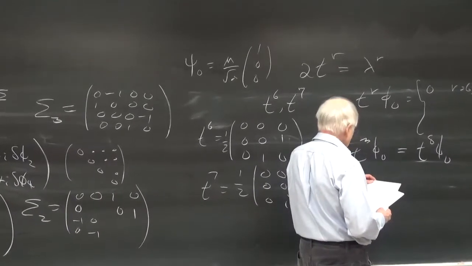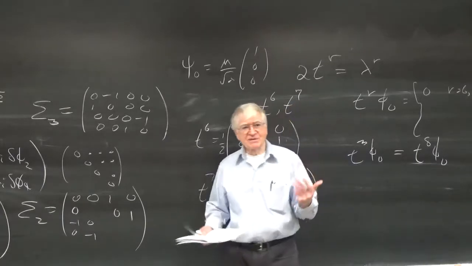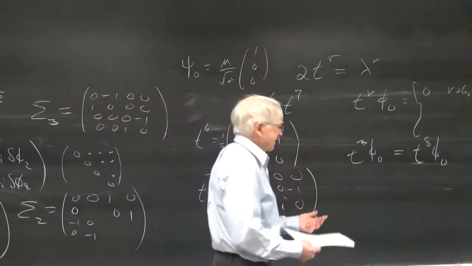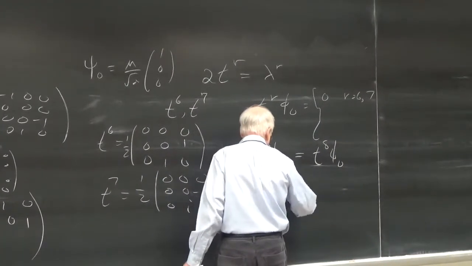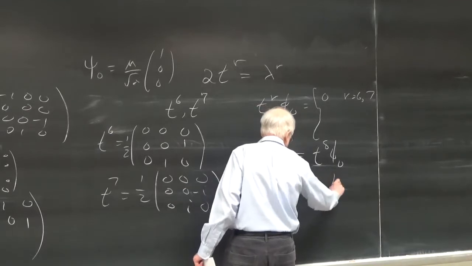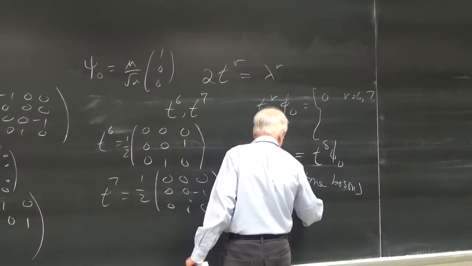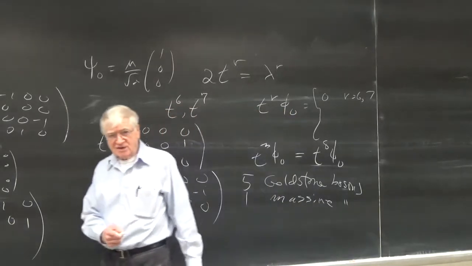Yes, they're actually equal. So these two are actually equal, so these can't be linearly independent eigenvectors. So there are 5 Goldstone bosons and 1 massive boson.